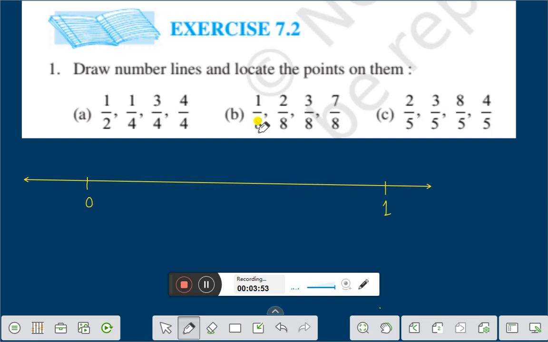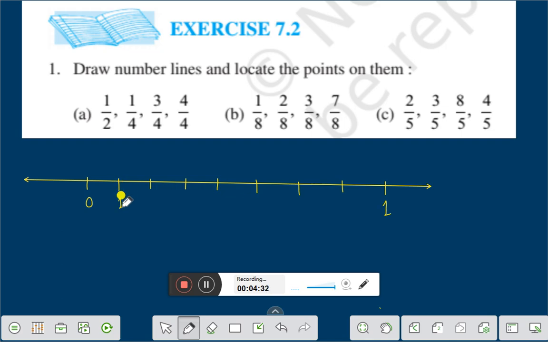Now what you have to do? You have to divide this 0 to 1 into 8 equal parts. How much? 8 equal parts, right? That means 1, 2, 3, 4, 5, 6, 7. Here is how many parts? 1, 2, 3, 4, 5, 6, 7, 8. Right? We have divided from 0 to 1 this distance into 8 equal parts.